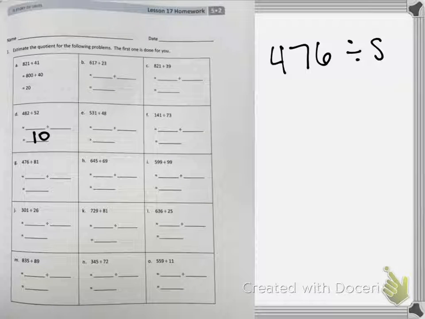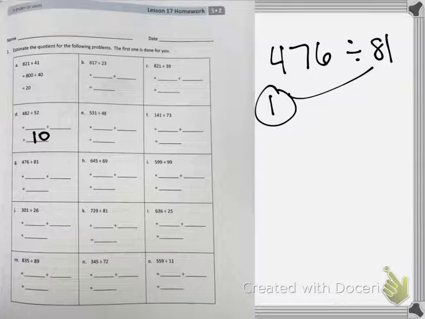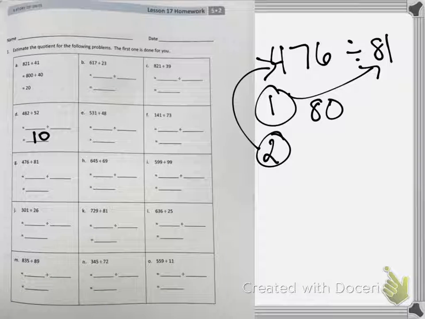476 divided by 81. First step, divisor, 80. Second step, dividend. So now we have to figure out what's a multiple of 80 that's close to 476 or 470? I can say 480 because I know 8 times 6 is 48. So we're going to go 480.